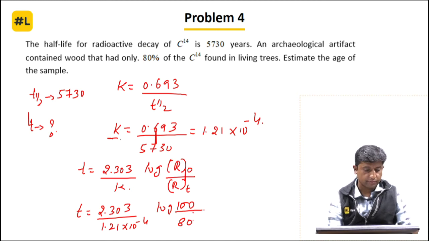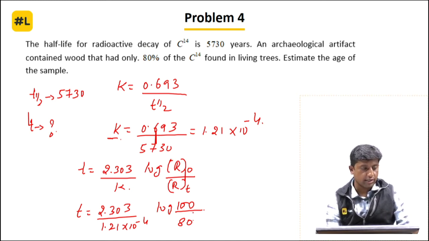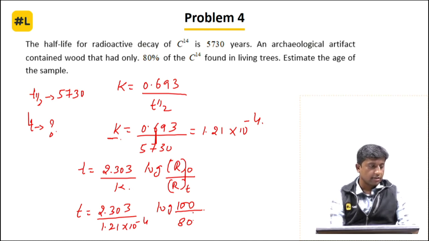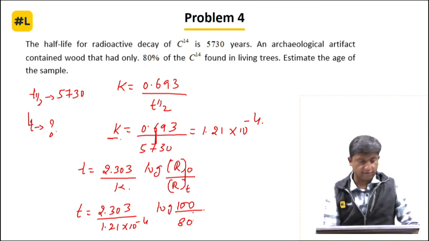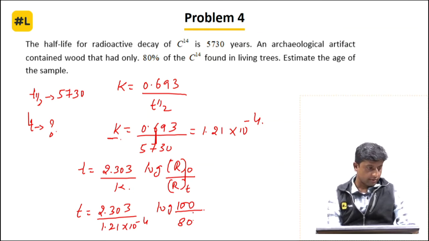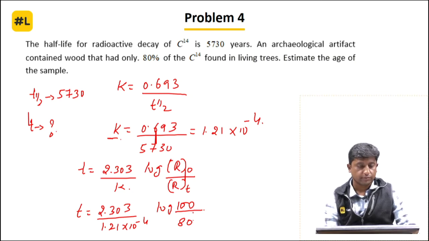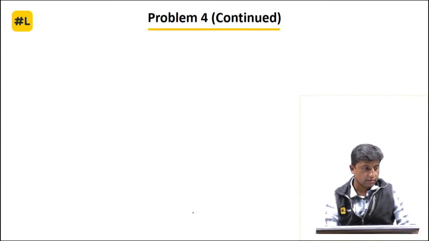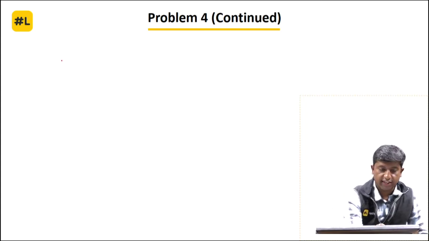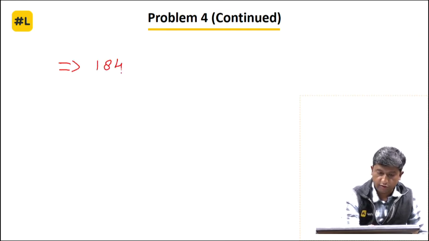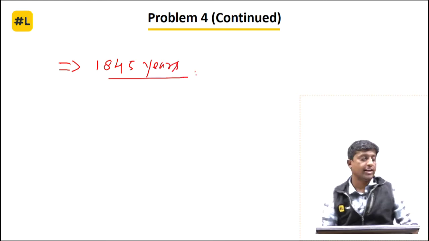Come on. So t will be equal to 2.303 by 1.214 into 10 power minus 4, log of 100 by 80. Yes, I am expecting the correct answer here. Fast. No. So I will tell you the final answer. It is 1845 years. So this is the final answer here.